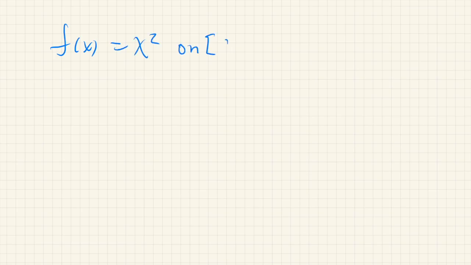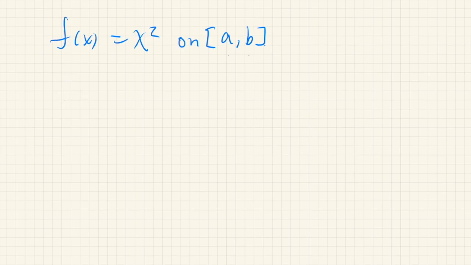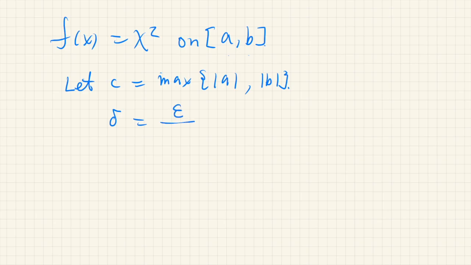Okay, next, consider the same function f of x equals x squared, but this time defined on a closed interval between a and b. Now we show that this is actually uniformly continuous. First, let us define a constant. Let's call it c, the maximum of the absolute value of a or the absolute value of b, and define delta to be epsilon over 2c, where epsilon is positive and arbitrary.